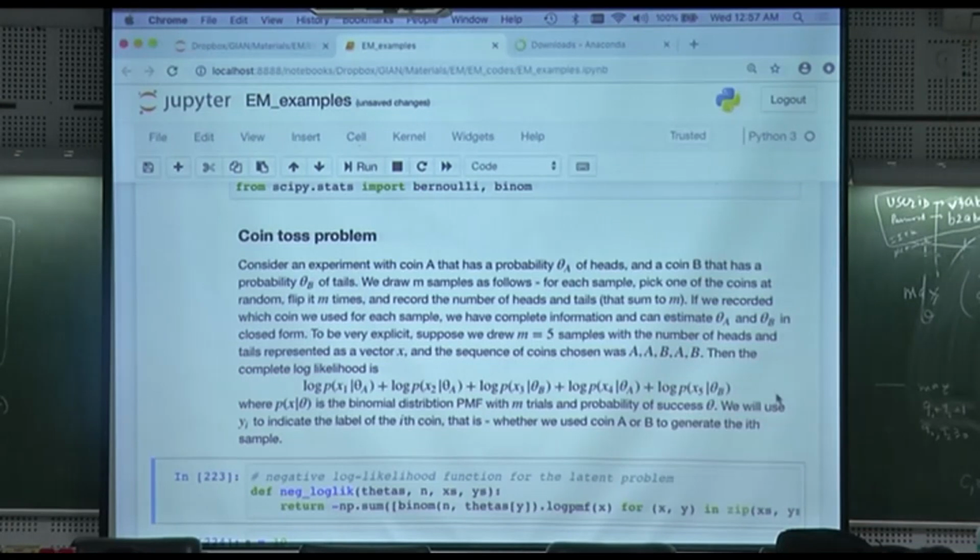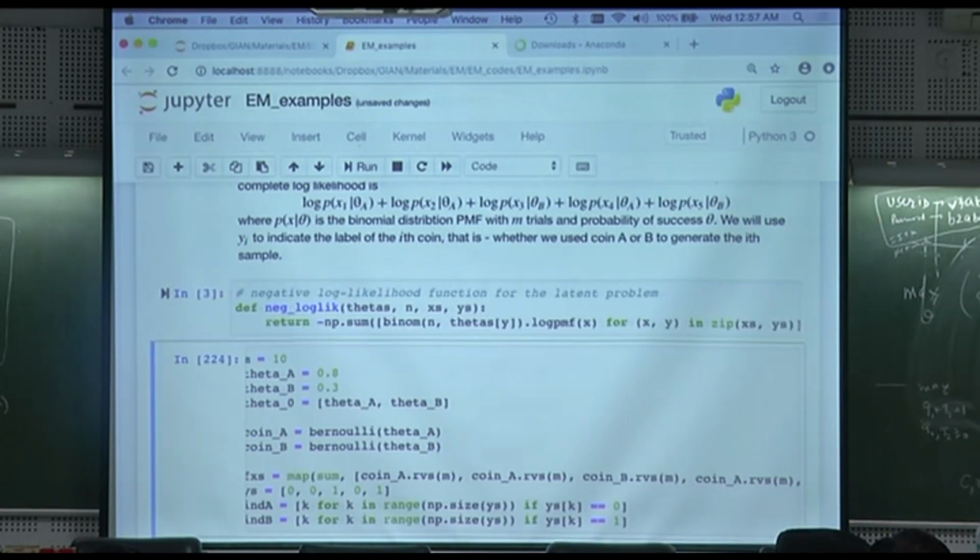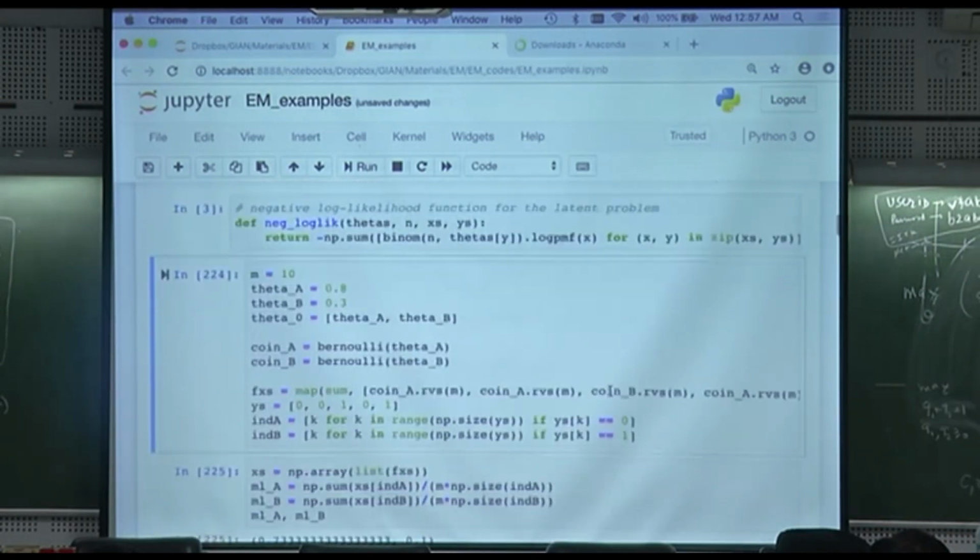We will use yi to indicate the label of the ith coin. That is, we used coin A or B to generate the ith sample. We'll come back to this function in a moment. I don't need it right away. Let me just define it and we'll go further. That's good.